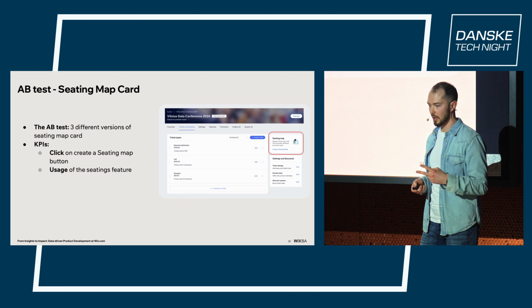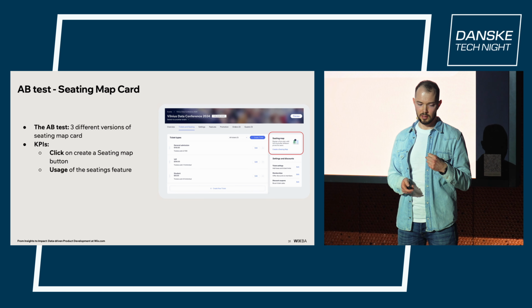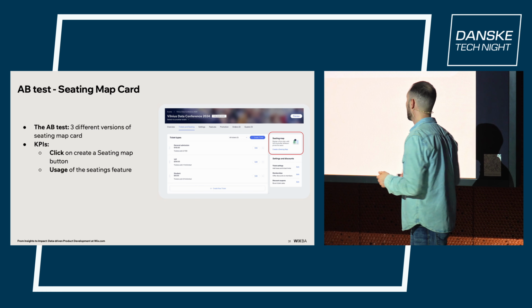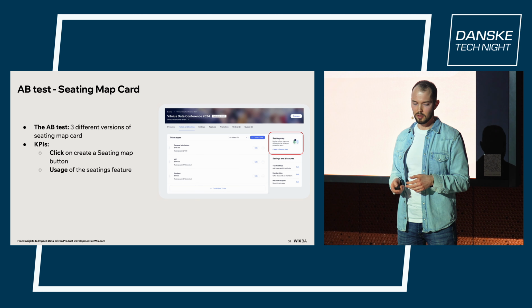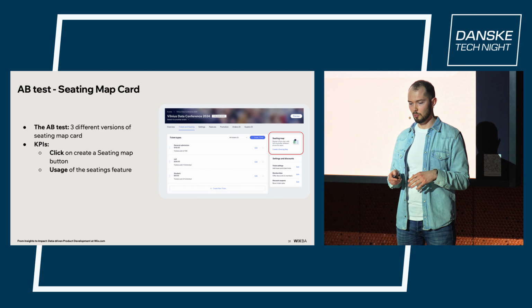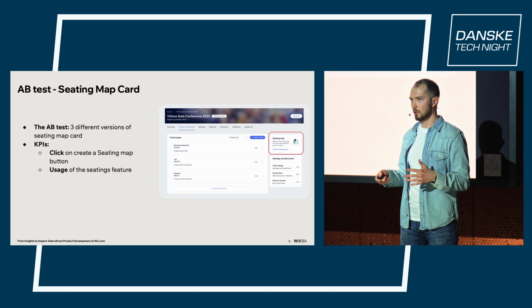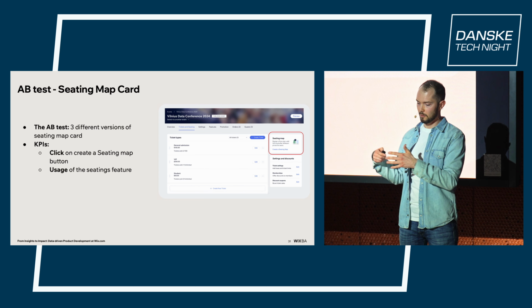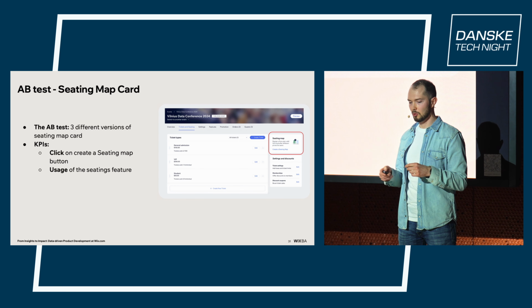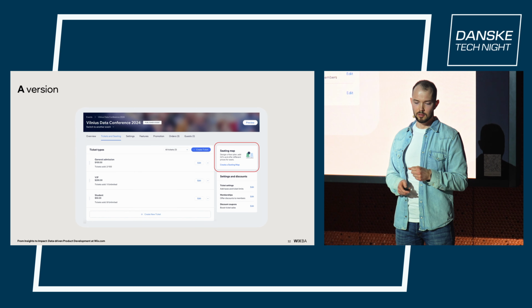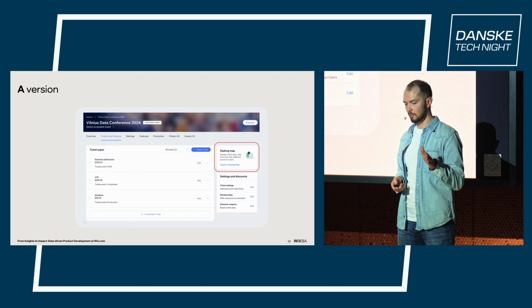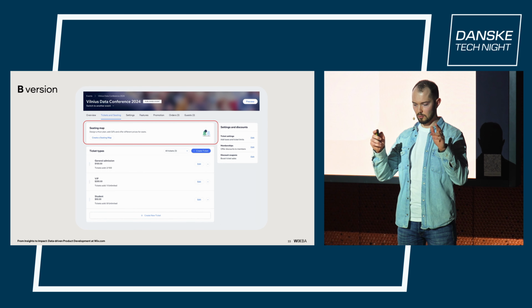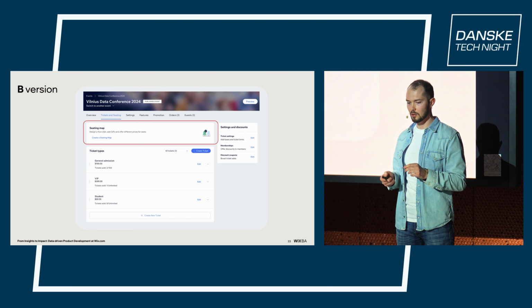We chose 2 KPIs for this A/B test. In this case, a simple click on this create a seating map button, and the other KPI is to measure the actual usage of this feature. So the goal is not only to drive users to this feature, but to be sure that we are driving users that intend to use it. So here will be the versions. A is the default one, B puts it in the top center position of the page, and C is the same but without the icon.